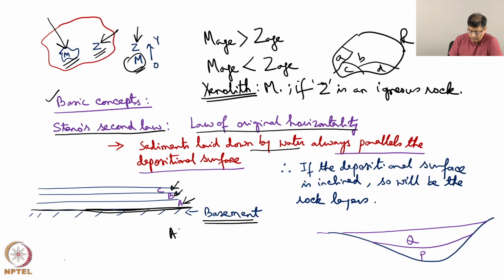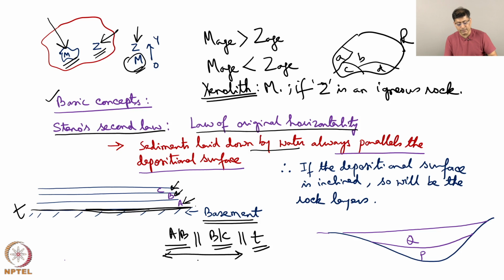We can see the contact between A and B, the contact between B and C, and these contacts are parallel to the depositional surface. I can call this small t. Small t is the depositional surface. So, the AB contact is parallel to the small t, BC contact is also parallel to the small t. So, as a corollary we can say that these lithological contacts also are to be parallel to each other, which is coming from Steno's second law.